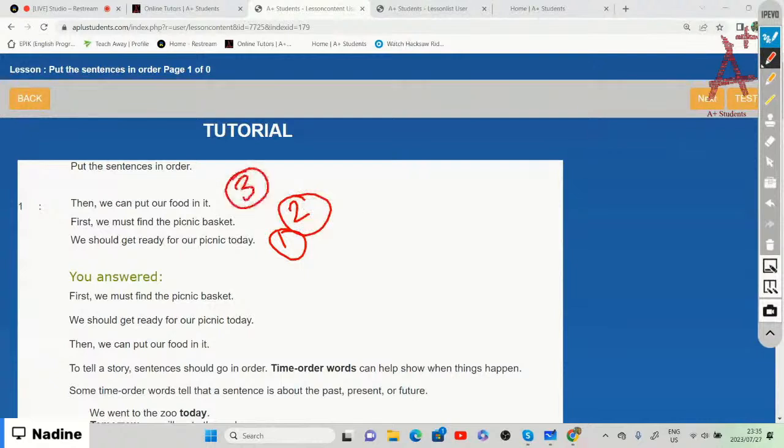So that is the order, or the time order words, right? It is in order. Because sometimes they will jumble up sentences or words, and that is not in order. So then you basically just have to put it in order, right?